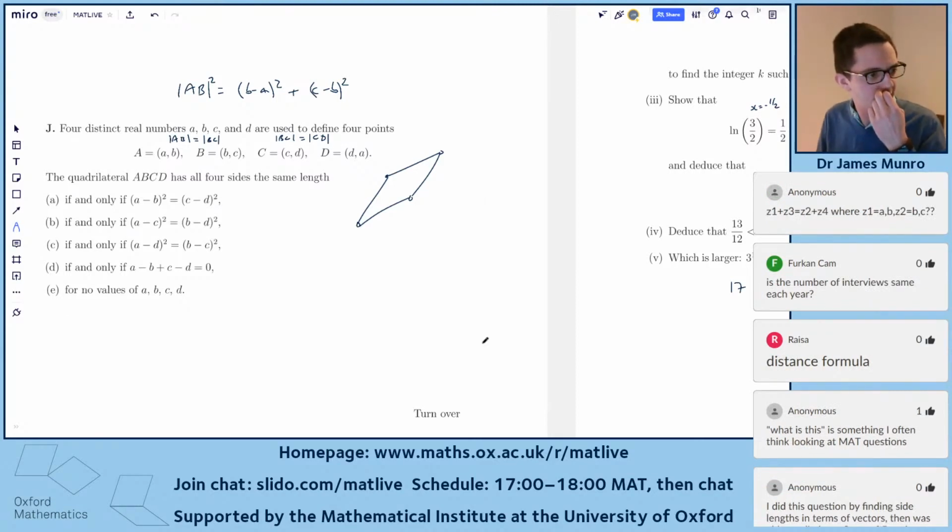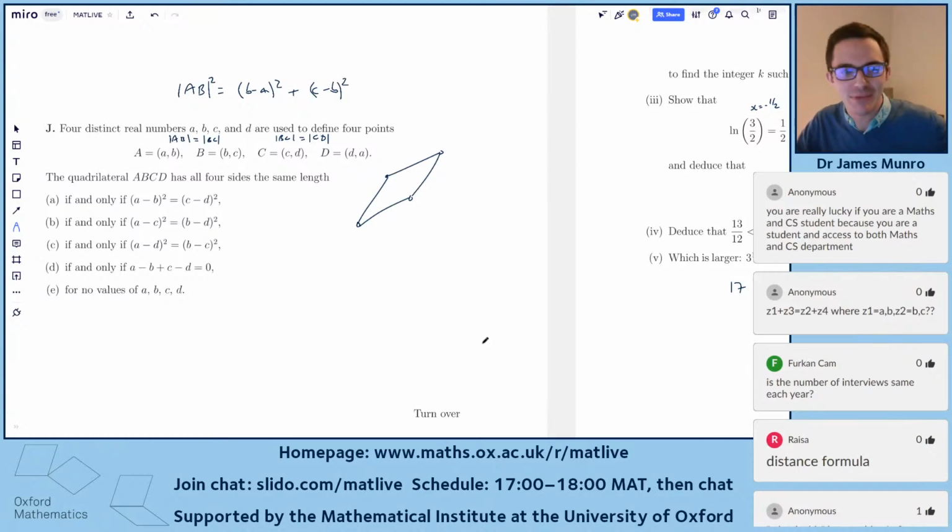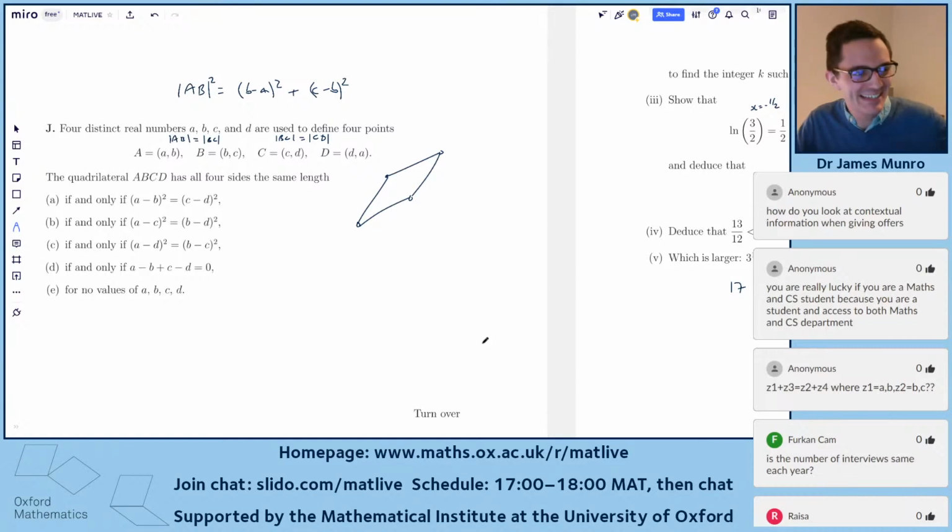Z1 plus Z3. Are those complex numbers? Chat, are those complex numbers? Have you put complex numbers into my math question? We talked about this, chat. There's Z's and I'm worried that you're thinking about complex numbers already. Okay, cool.